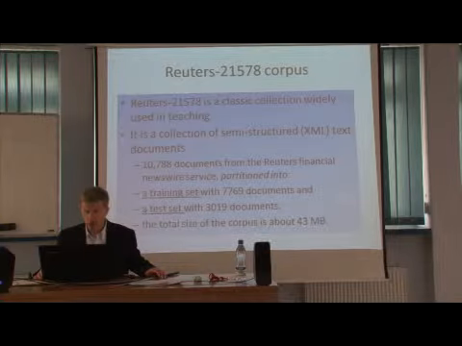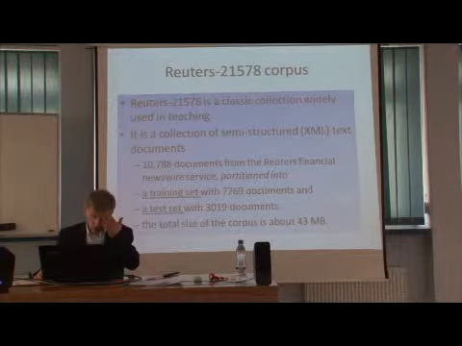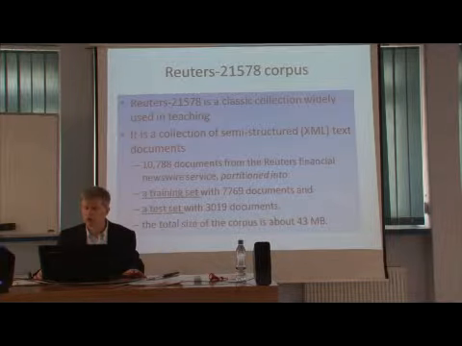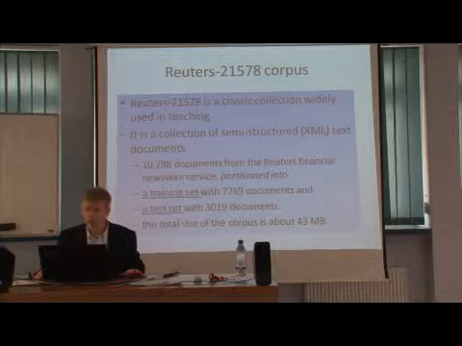So before we go into the example of doing this Bayesian classification, I want to say a few words about the data that we're going to use. This is called the Reuters 22K, or sometimes called Reuters 21K corpus. It's a corpus, I think, from the beginning of the 90s.